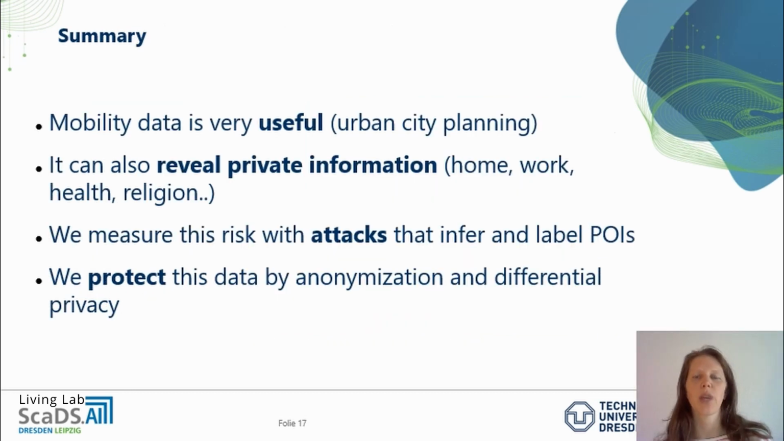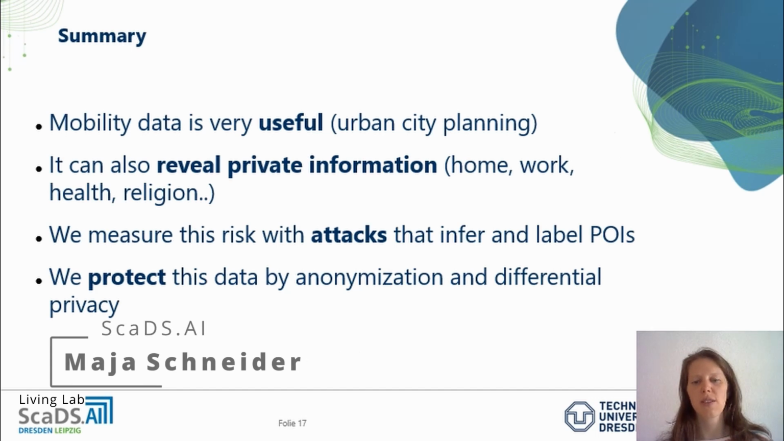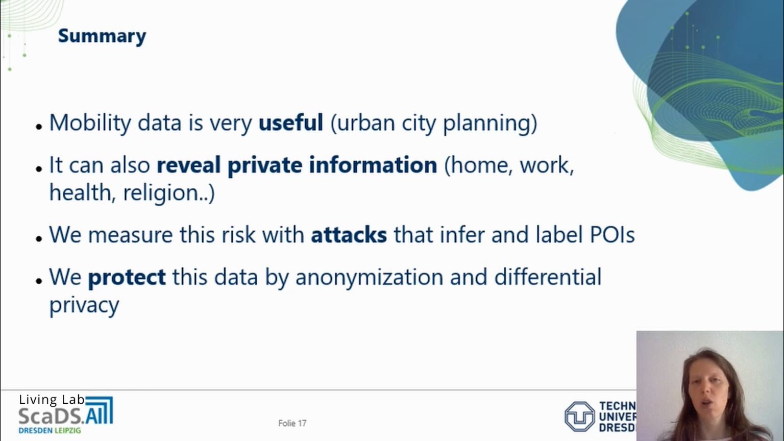So to sum up, we have seen that mobility data is actually very useful. It can be used, for example, in the urban city planning context. But on the other side, it might also reveal a lot of private information about the persons who produce this data, such as their home or work address, their health, religion, and so on. We have seen that we can measure this privacy risk, for example, with the help of attacks that infer and label points of interest. And finally, we can protect this data by methods such as anonymization and differential privacy. And with this, I'm gonna give over to Anika, who's gonna present privacy-preserving machine learning.